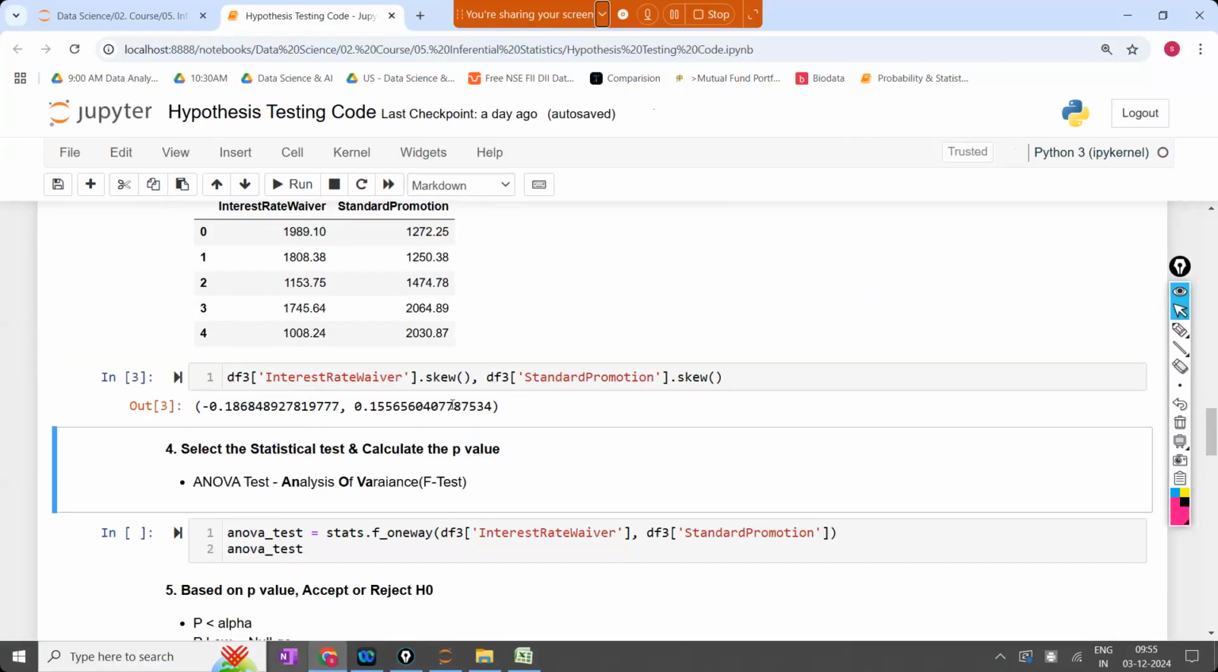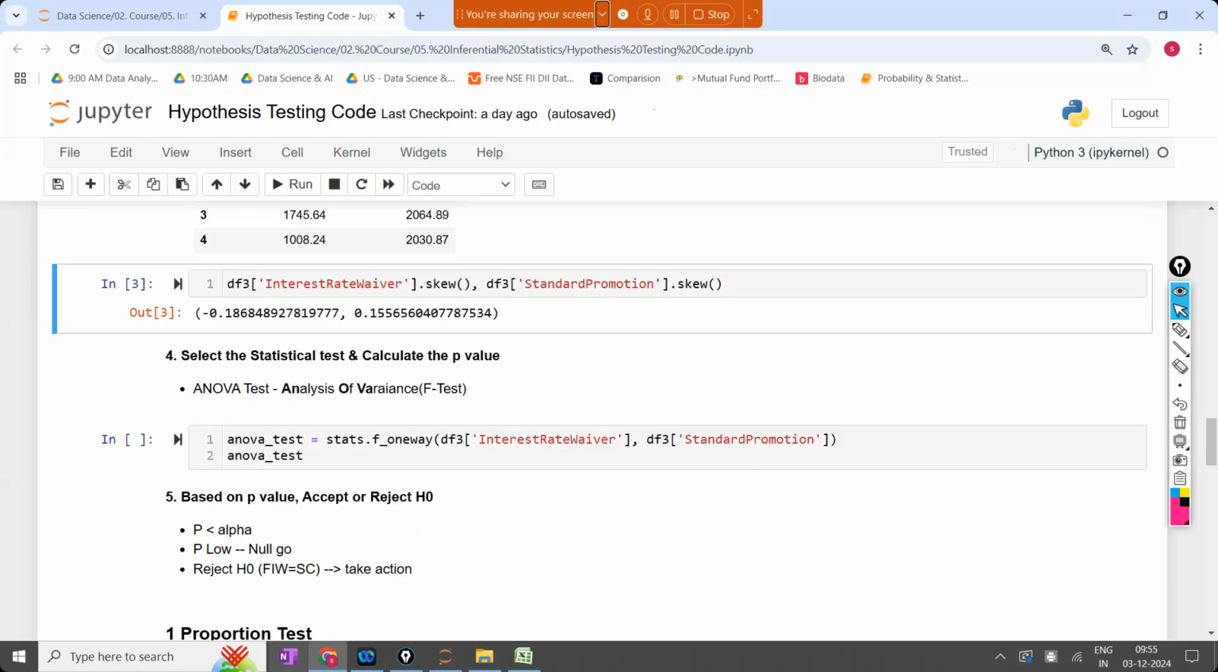If even one of them is not normally distributed, we have to convert it. Okay, how to convert? That is the next one. The next example I will show you: if it is not normally distributed, how to convert to a normal distribution and apply the inferential statistics. That is the next example.